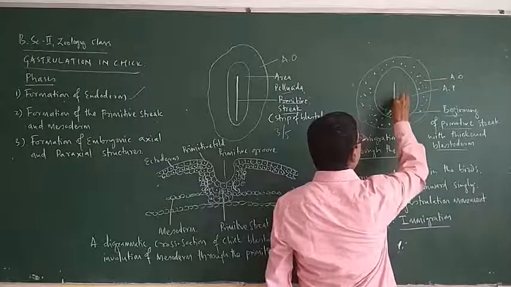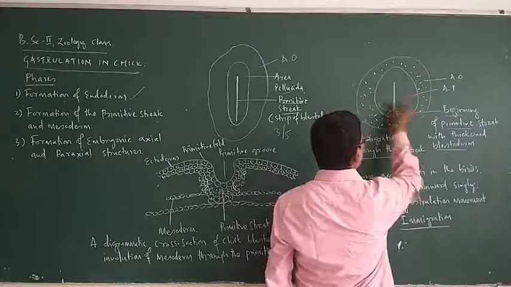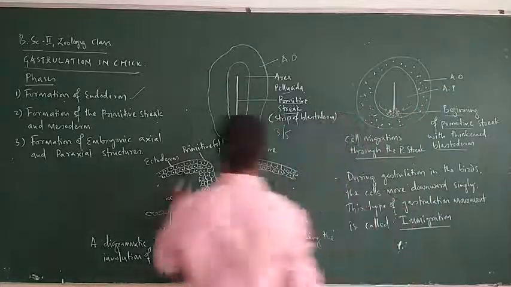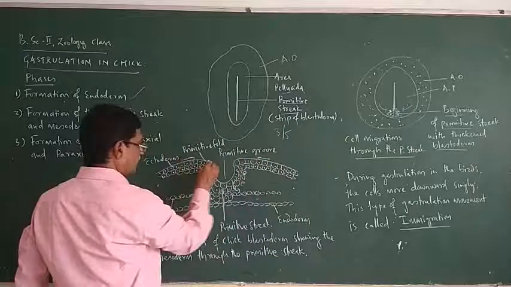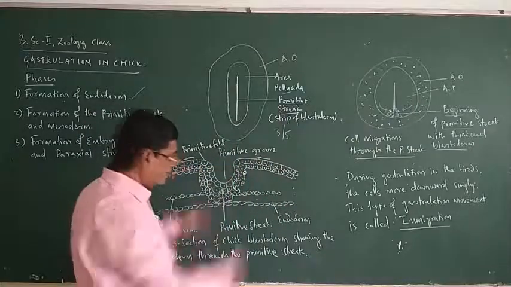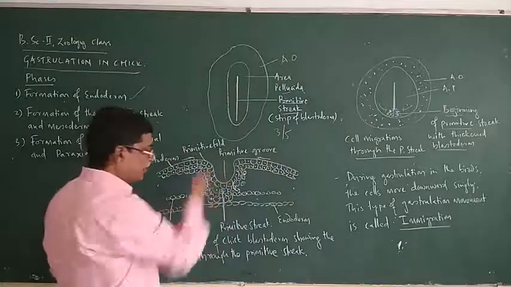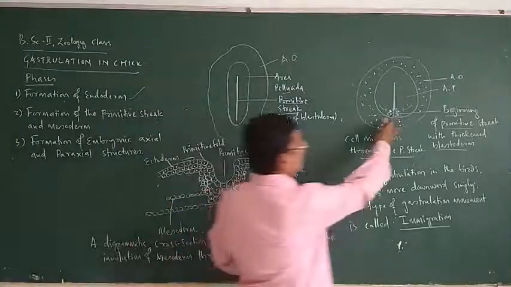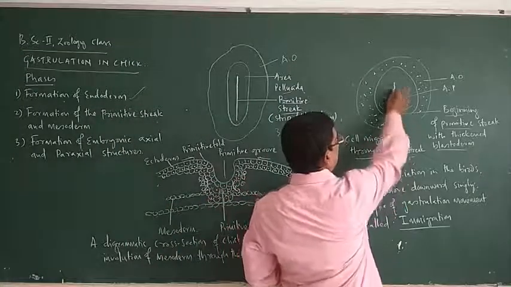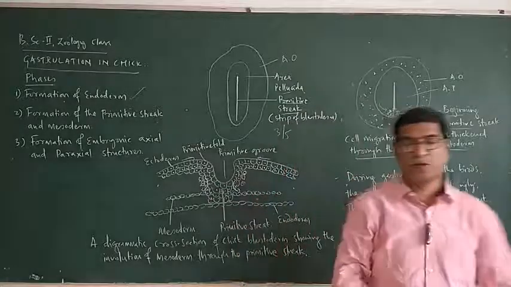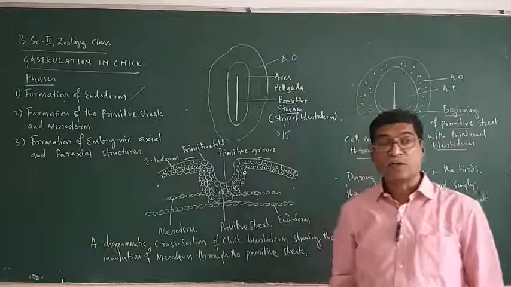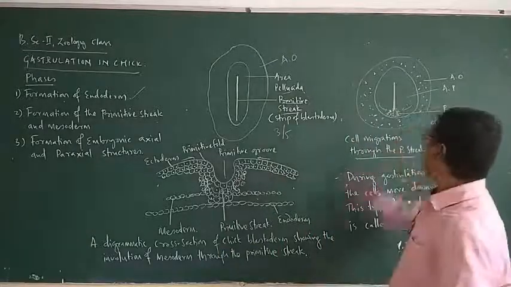Can you see this accumulation of cells? Look here. The cells are moving this side. Can you see? They are moving inside, going inside the mid region. So, as a result, this line is thickened due to the accumulation of cells that have come from the blastoderm.